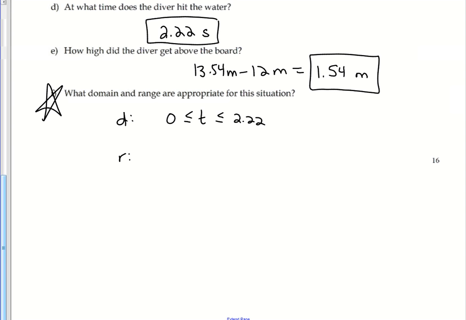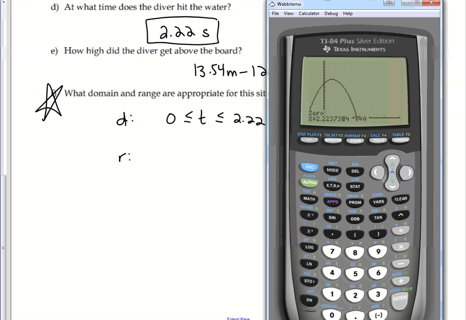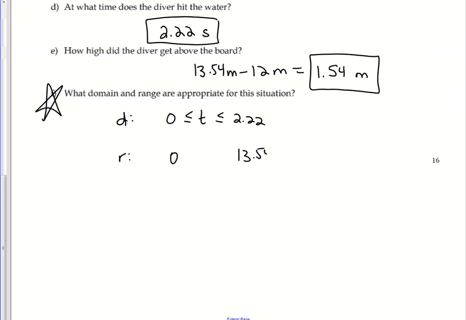The range: how high do we go? If we look on our graphing calculator, how high did we go? 13.54. What's the lowest height in this context? It's our 0. Be very careful. Often students will put their y-intercept. No, we actually go all the way to 0. So it's between 0 and 13.54. And the variable for range was the height. Right.